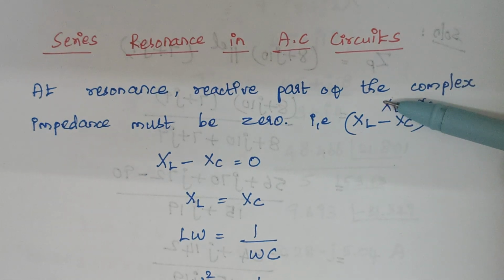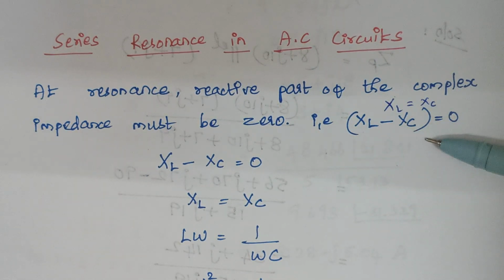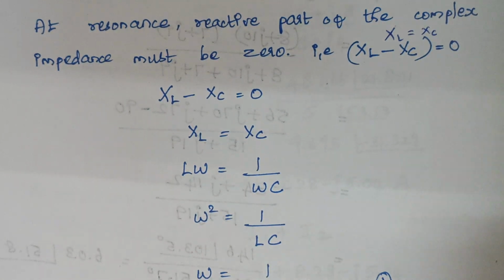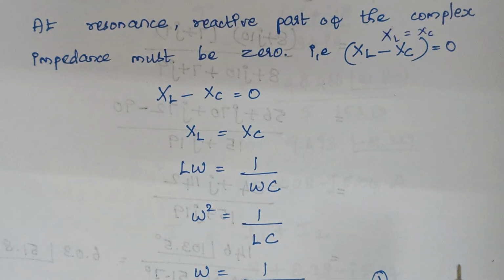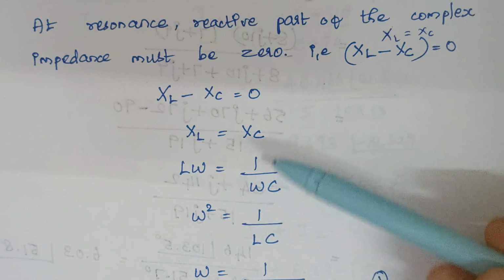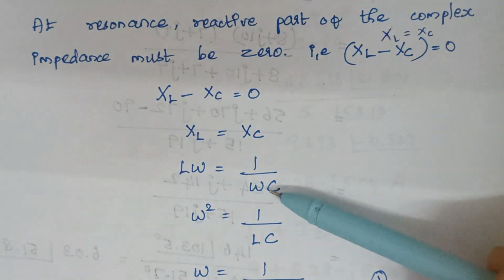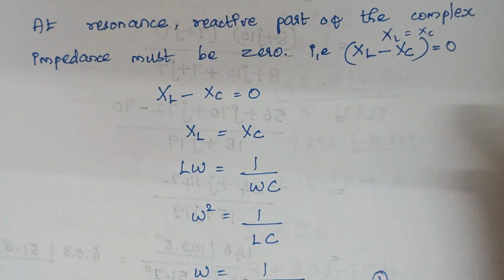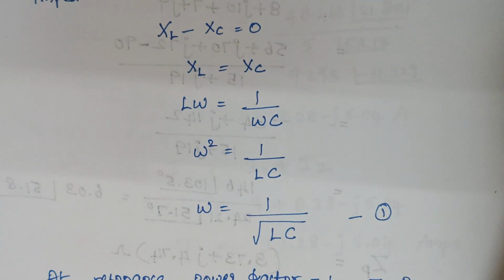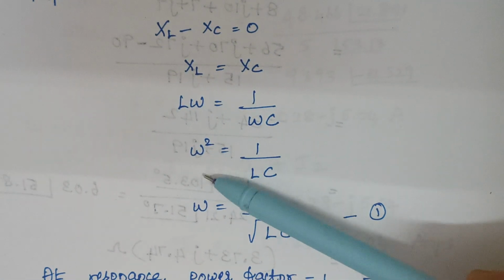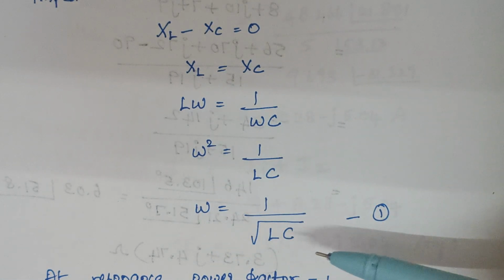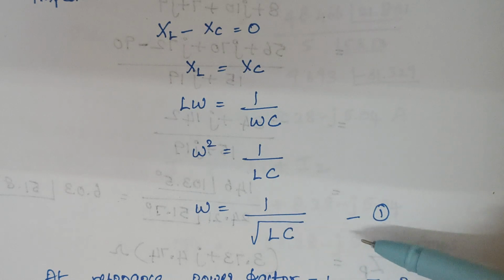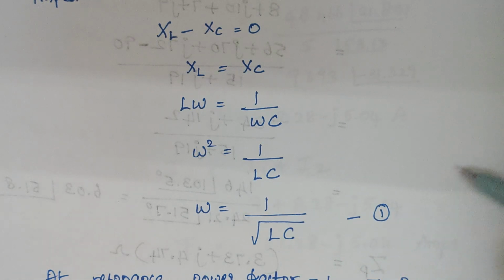When you move this XC to the left hand side, that becomes XL minus XC equal to 0. So you see, XL is equal to XC. This is what happens under resonance condition. XL is L omega and XC is 1 by omega C. So when you rearrange, finally omega square is equal to 1 by LC, or omega is equal to 1 by square root of LC. Let this be your equation number 1.